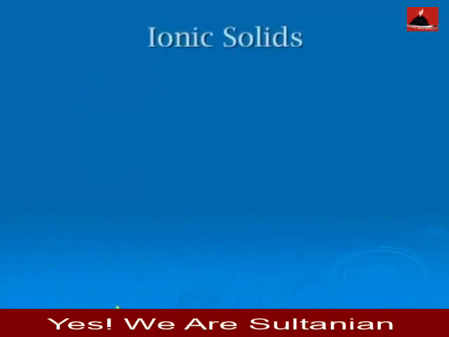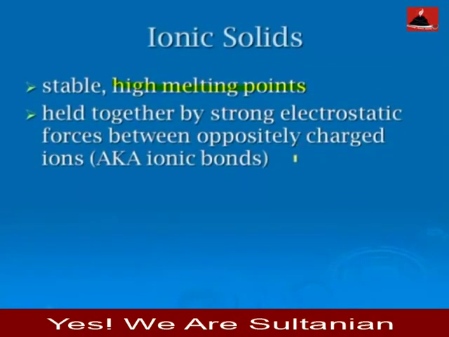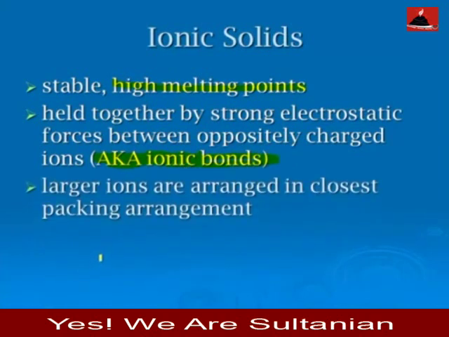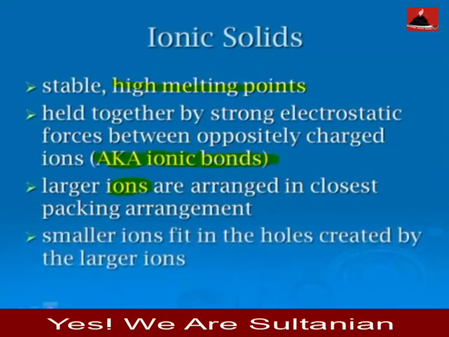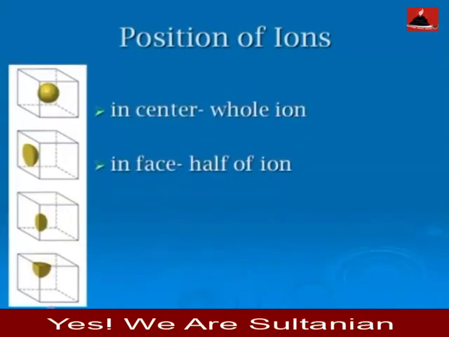All right, we've got ionic solids. I think this is the last one. These have very stable, very high melting points because they're held together by very strong electrostatic forces, otherwise known as ionic bonds. Ionic and covalent bonds are the strongest. That's why ionic solids and covalent network solids have some of the highest melting and boiling points that we're going to find. Larger ions are arranged in a closest packing arrangement. The smaller ions fit into the holes and they lower their energy.